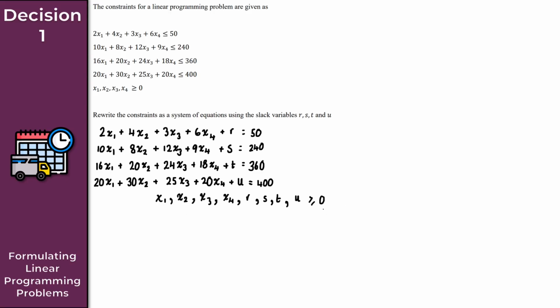It would have looked a little bit neater if I shifted this to the left, but it doesn't matter too much. I'm just being a little bit pedantic there. But there we have it. That gives us the solution to the one practice question for this video. And that brings us to the end of this video on formulating linear programming problems.